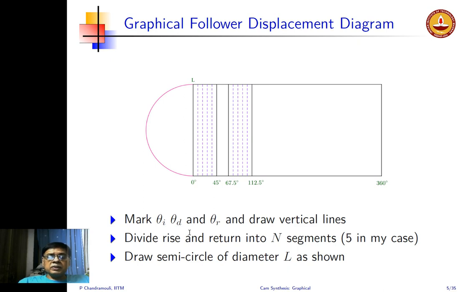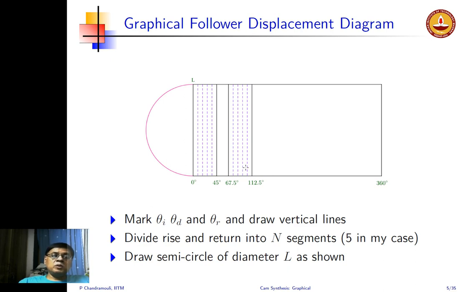All right. Now we divide the rise and return into n segments. I have chosen 5 segments, so every 9 degrees. So I have 5 segments here. You can see first segment, second segment, third segment, fourth segment, and finally the fifth segment. Similarly, for the return, I have 1, 2, 3, 4, and 5. So each of these I have divided into 5 segments.